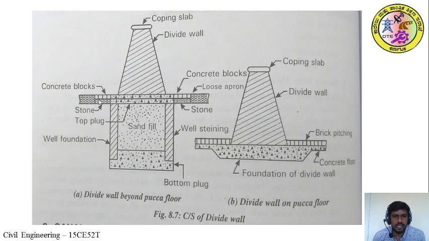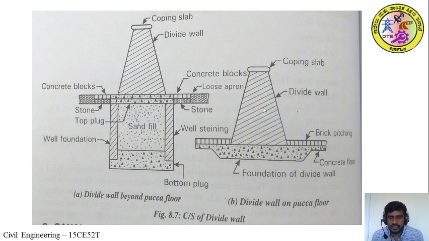The bottom of this divide wall is a concrete floor that is supported by a well foundation. You can see the well foundation here. There is a bottom plug made with concrete, and the side wall, that is the well steining. That gap is filled with a sand fill. Above that there is a top concrete plug. Above that there is a concrete block. On both sides of this divide wall, an inverted filter like stone material and also concrete blocks are provided.